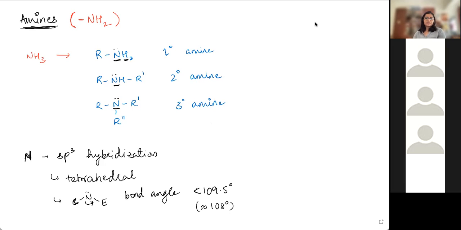Oh, another important point. Because of the lone pair of electrons on nitrogen, amines usually act as nucleophiles. Okay, so the lone pair of electrons, extra negative charge, are attracted to positive charge, so they're nucleophiles. Nucleophiles due to lone pair.